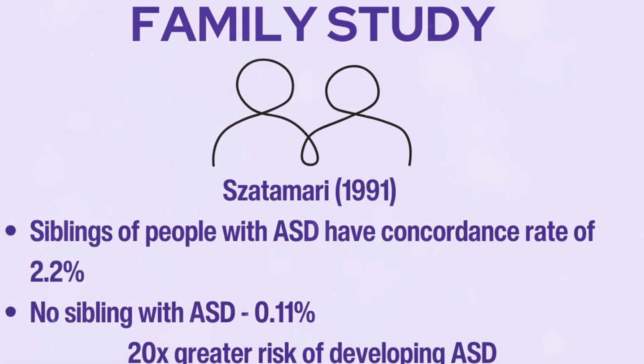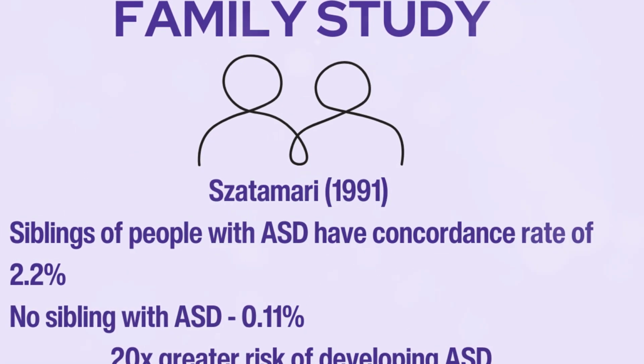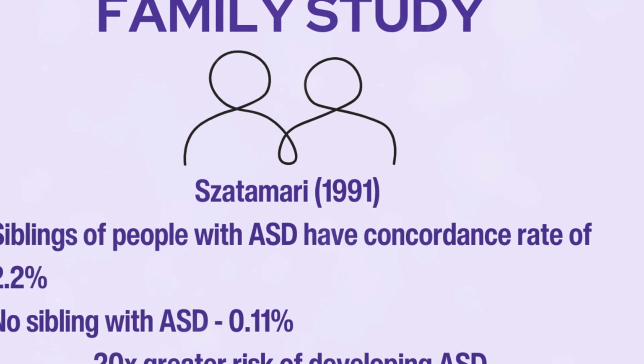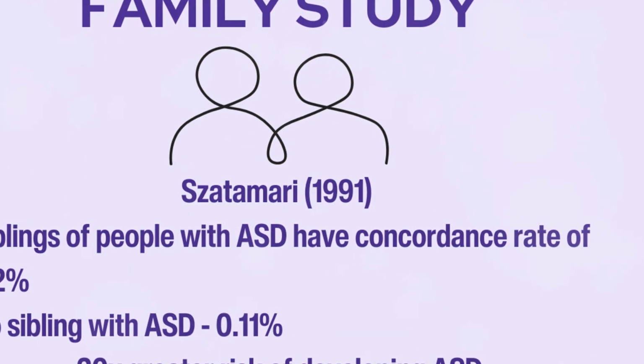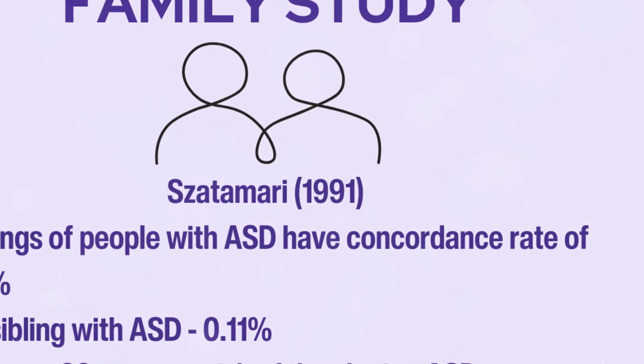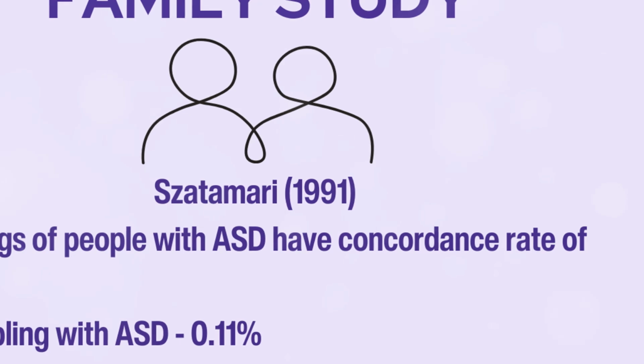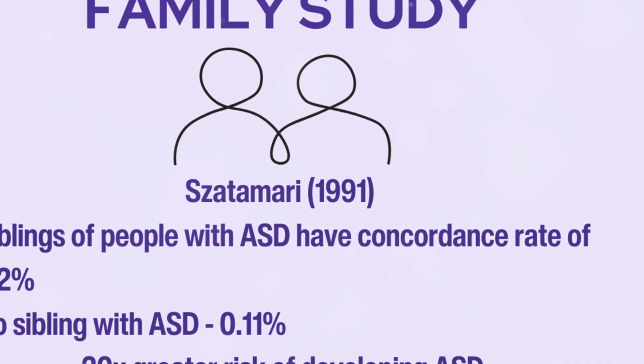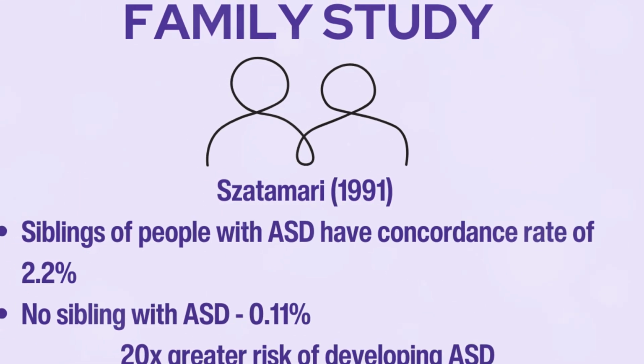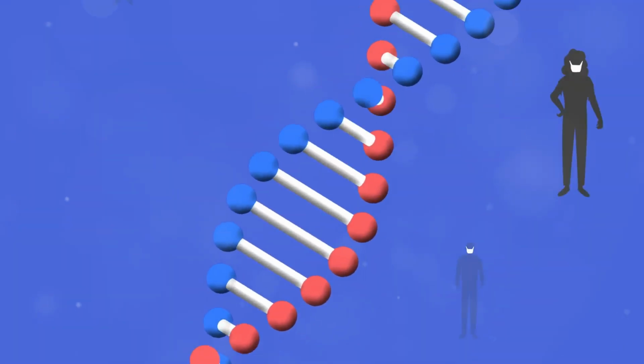Satamari, in 1991, analyzed data showing that siblings of people with ASD have a 2.2% chance of also being diagnosed, 20 times higher than the general population's risk of 0.11%. This suggests a significant genetic link. Twin studies are even more compelling.